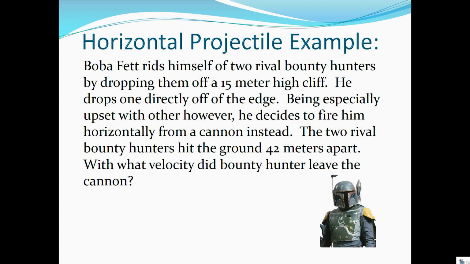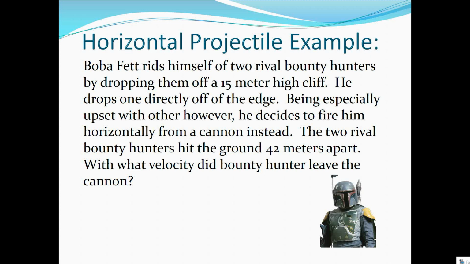The two bounty hunters hit the ground 42 meters apart, and what the question wants to know is what velocity the bounty hunter fired from the cannon left with. In this question, we have a couple things that we're looking at. First, they give us a range, that 42 meters. Second, they give us the height of the cliff. And both of these are important in trying to figure this out.